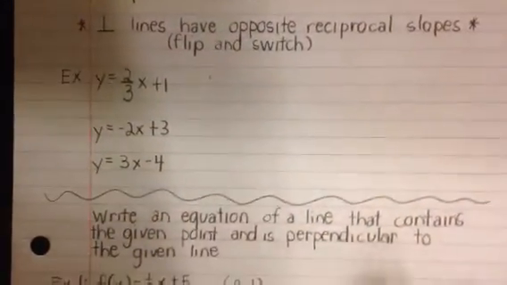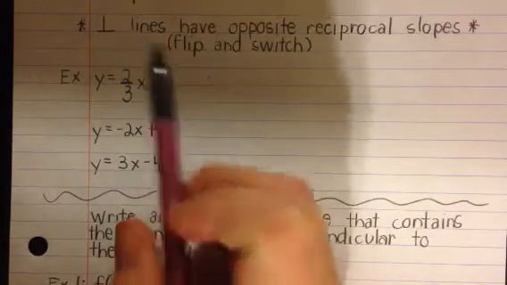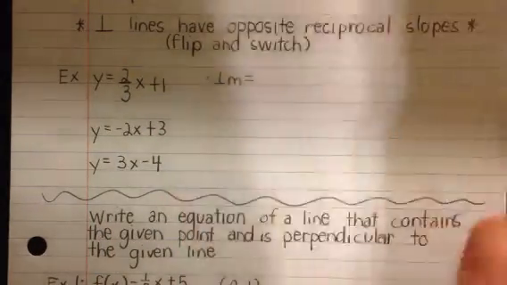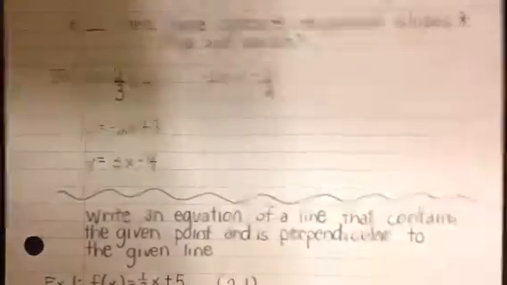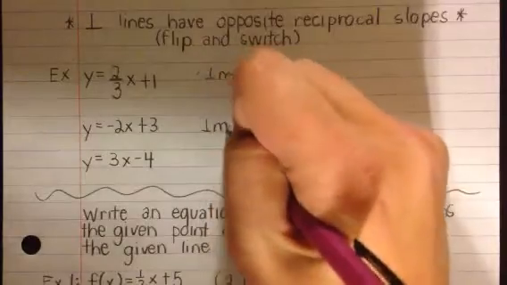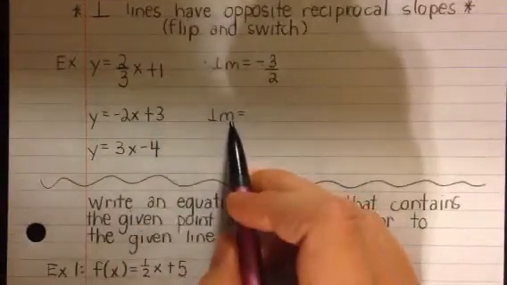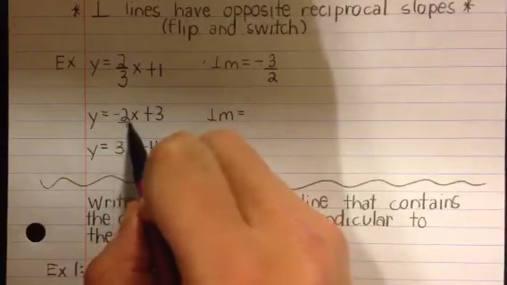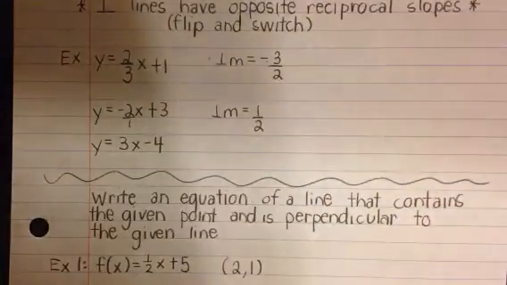So for example, if you have an equation y equals 2/3 x plus 1, the slope is 2/3, and a line that's perpendicular to that would have a slope with opposite sign. Since this is positive, it would be negative, and you'd flip the fraction. So it'd be -3/2. If you have y equals -2x plus 3, then a perpendicular line would have a slope that would be positive since this is negative. Since 2 can be written as 2/1, you would flip the fraction, so 1/2, positive 1/2.